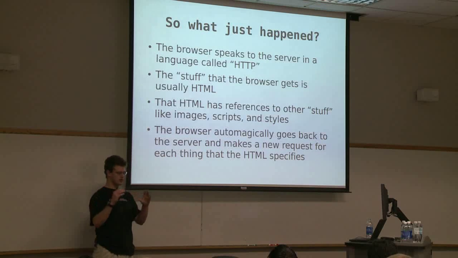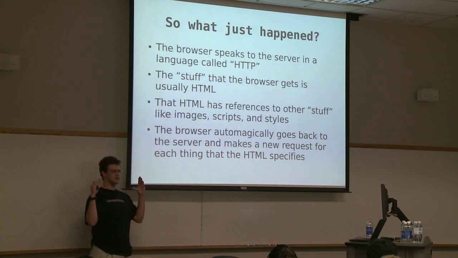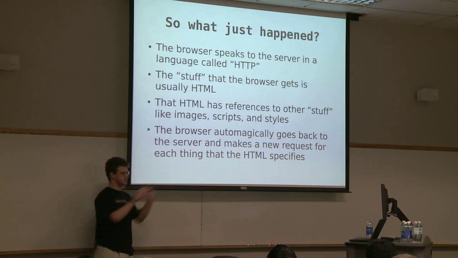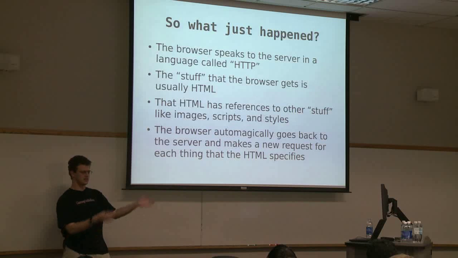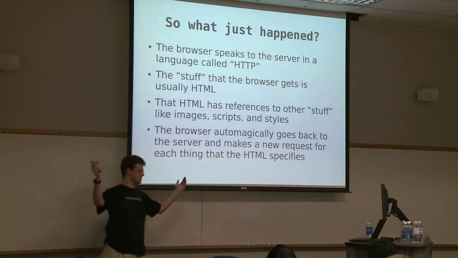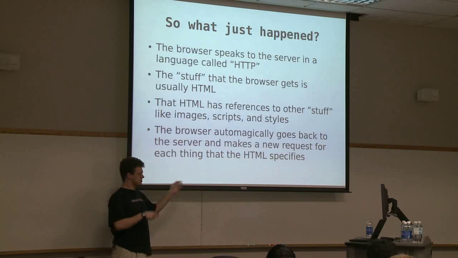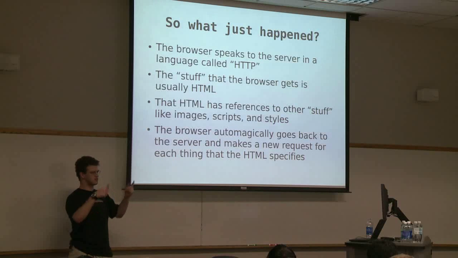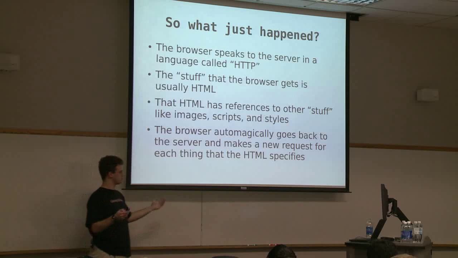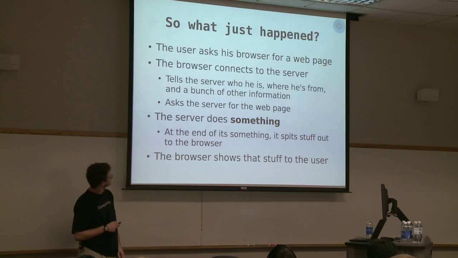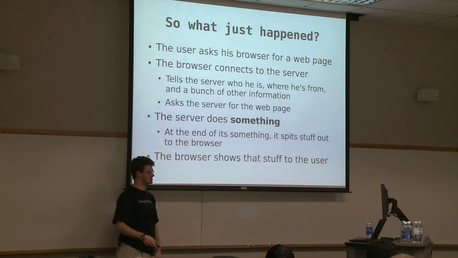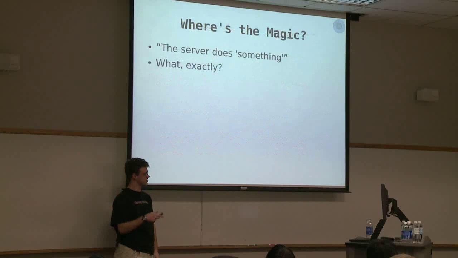And the browser will say, "OK, well, this says there's an image here. So server, I need that image." And the server will just start dumping the image at it. And then it'll say, "I see there's a style sheet here. Server, I need that style sheet." And it'll just dump the style sheet. And the browser will just automatically make all these requests to the server and get everything it needs and then show the website. So the server does something. You'll remember this bolded something, you know, because computers are magic. There's some more magic there.